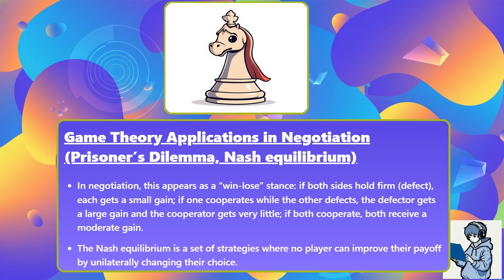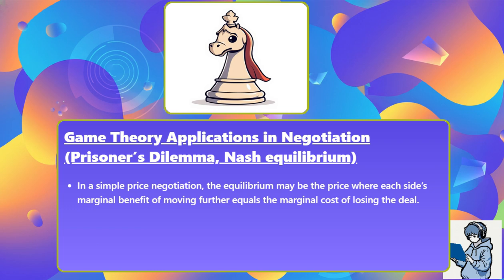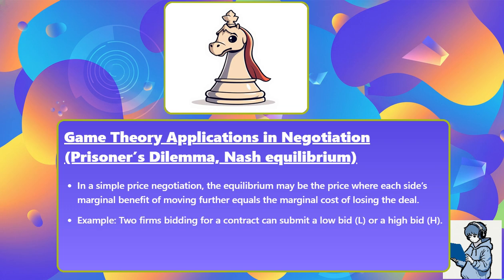The Nash equilibrium is a set of strategies where no player can improve their payoff by unilaterally changing their choice. In a simple price negotiation, the equilibrium may be the price where each side's marginal benefit of moving further equals the marginal cost of losing the deal. Example, two firms bidding for a contract can submit a low bid, L, or a high bid, H. Payoff matrix in thousands of dollars.